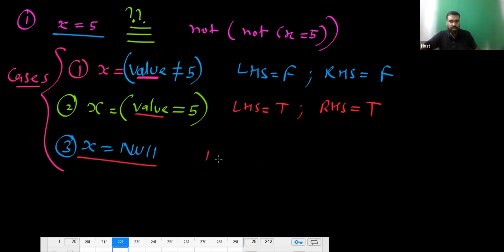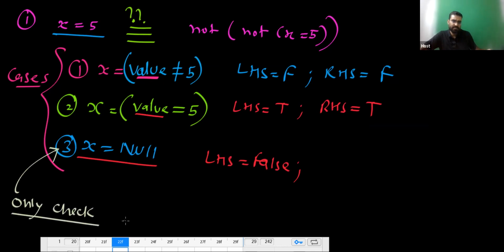In this situation, what is LHS? If X is null, then the comparison is unknown, so LHS will be false. Only case 3 matters; only this case you need to check. So this comparison will be false. And what will be RHS? This comparison will be false, so the negation will become true, and so this will become false.